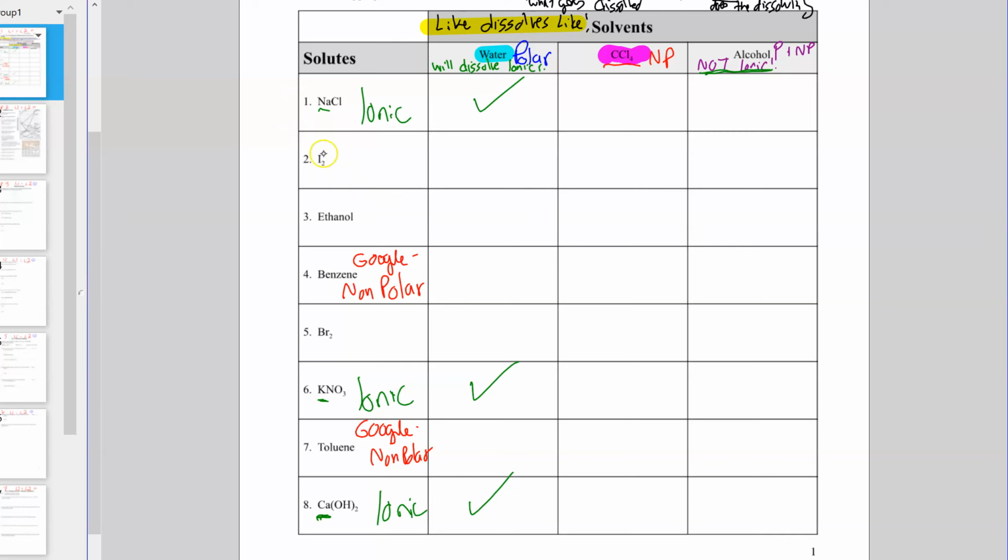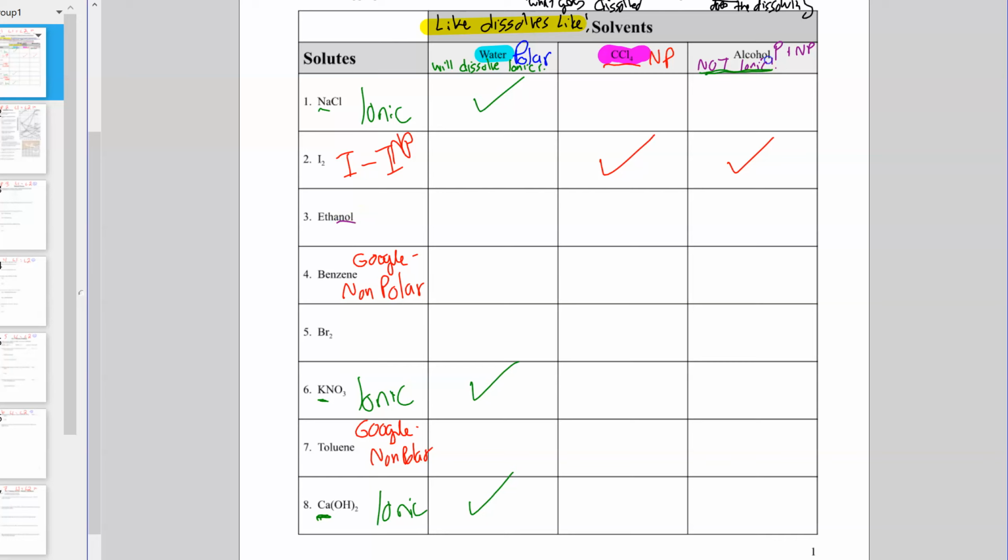I2. So this is iodine bonded to iodine. If we're looking at that bond, no matter what the electronegativity values are, the electronegativity difference is going to be 0. So this will be perfectly nonpolar. Will it dissolve in water? Nope. But yes, it will dissolve in CCl4. And now alcohol on this one. Will alcohol dissolve nonpolar things? Yes, to an extent.